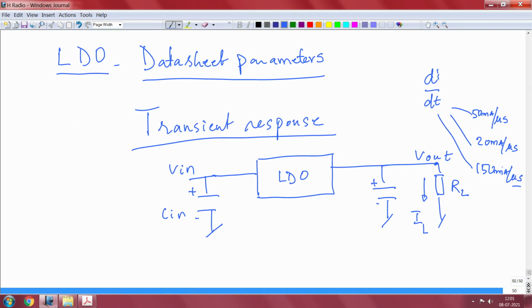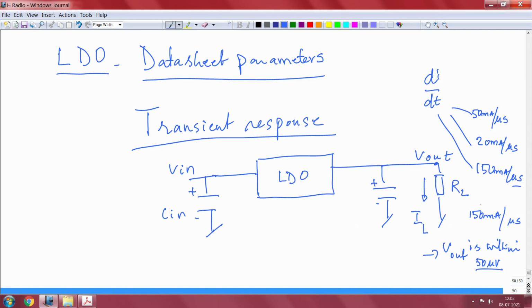So, in spite of a higher di by dt, you do not want the V out to move up and down at all. That is what you mean by transient response, right. And you may want to say that for a transient of 150 milliamperes per microsecond, the V out is within 50 microvolts. It is a good thing, right. So, you will have a spec like that, and this is what you should look out for in the data sheet. You do not want it to go more than that.